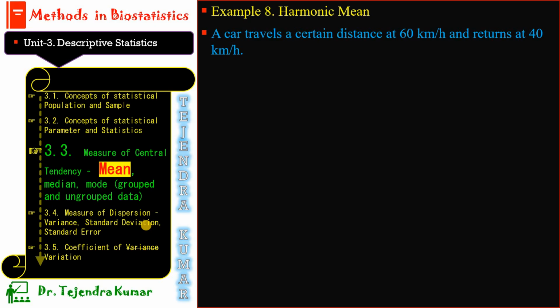And this example is from harmonic mean. A car travels a certain distance at 60 km per hour and returns at 40 km per hour. Because the car is traveling a distance, but both the distances are in opposite directions, one is forward and the second is return, and because the values are different and the direction is also different, we will apply harmonic mean.